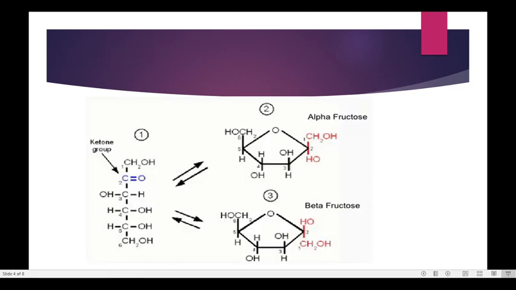Now the cyclic structure of fructose has 2 forms, that is alpha and beta. The alpha is defined as the OH being on the opposite side of the ring as carbon 6, and in this ring the OH group is a downward projection for the OH on C2, that is carbon number 2, and the beta position is defined as the OH group being on the same side of the ring as carbon 6, and here the OH group is upward for carbon 2.